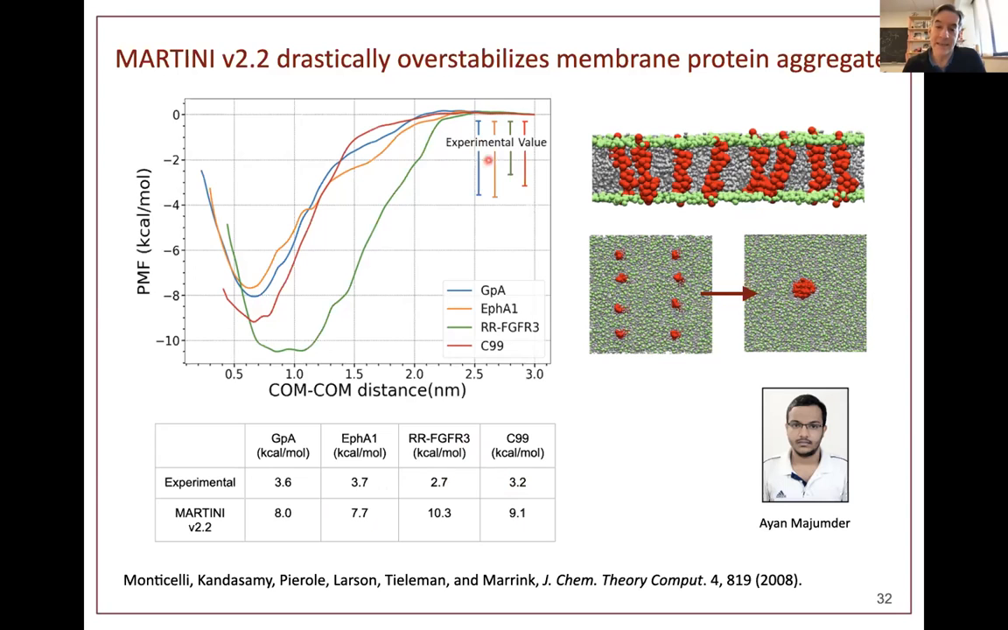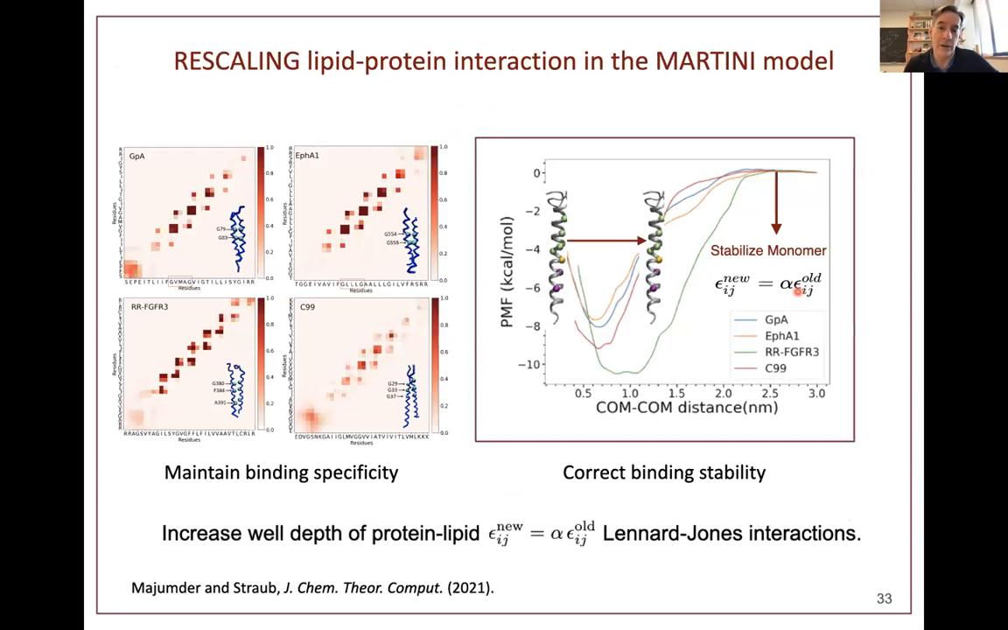And you can see the experimental values compared with the results from the standard Martini model, where we're looking at the center of mass separation between the two proteins in a simulation of 8 proteins of glycophorin A. The standard Martini model gives you one aggregate.